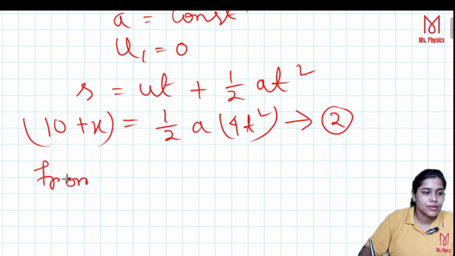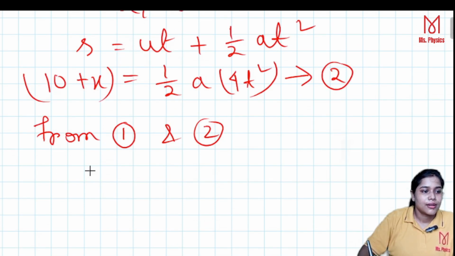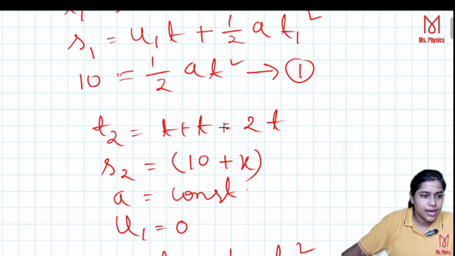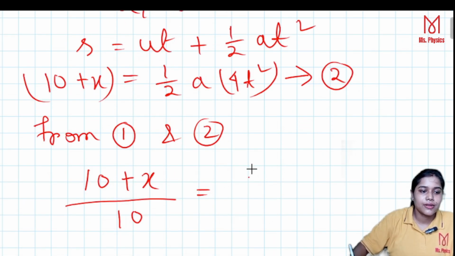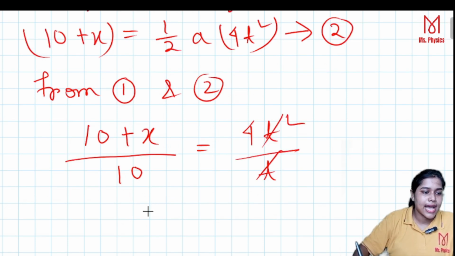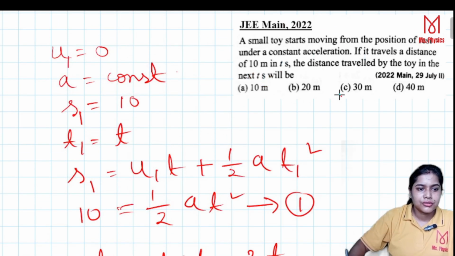From 1 and 2, if we divide, then what are we getting? You see that 10 plus x over 10 is equal to, here half a gone, you are getting 4t square over t square. So therefore you are getting x is equal to 40 minus 10, that is equal to 30 meter. So therefore 3 is the answer. Now let's go to the next numerical.